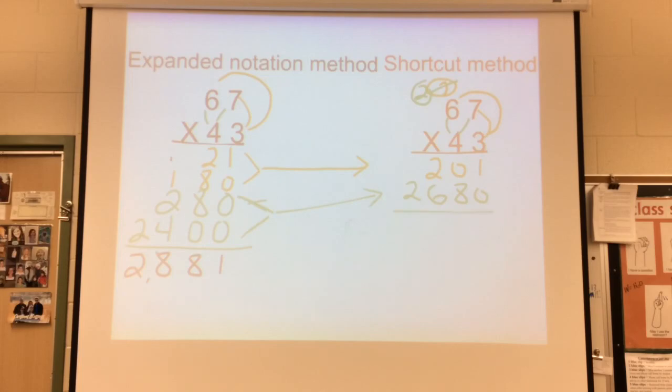Instead of writing each of the 4 partial products down below, I'm just using a shortcut method. But when I add these up, just like I did before, I will get the same correct answer as I did over here. So whichever method works for you, that's fine, but we're going to try a little bit of both today.